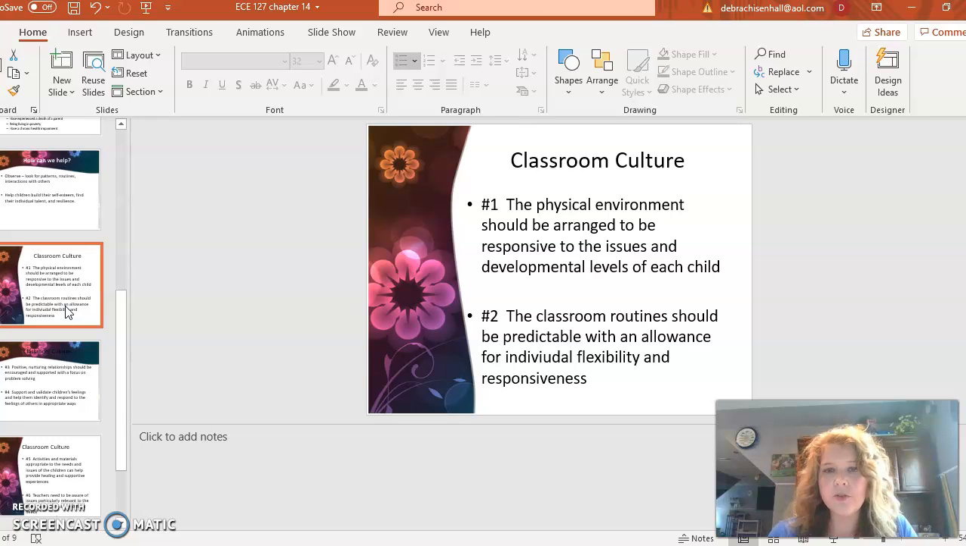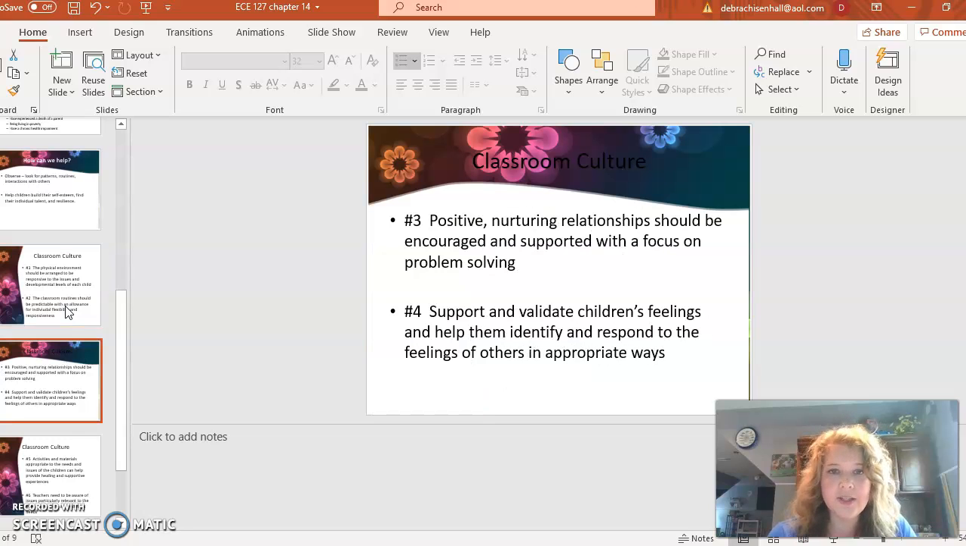So this chapter goes over the classroom culture. It talks about how the physical environment should be arranged to be responsive to meet the child's individual needs. Also, we need to make sure our classroom routines are very predictable, so the children know and have that stability of what's happening, but at the same time we can be flexible to meet any current needs. Third, we need to make sure that we're building positive and nurturing relationships where we're giving children a chance to problem solve in a comfortable, risk-free environment.